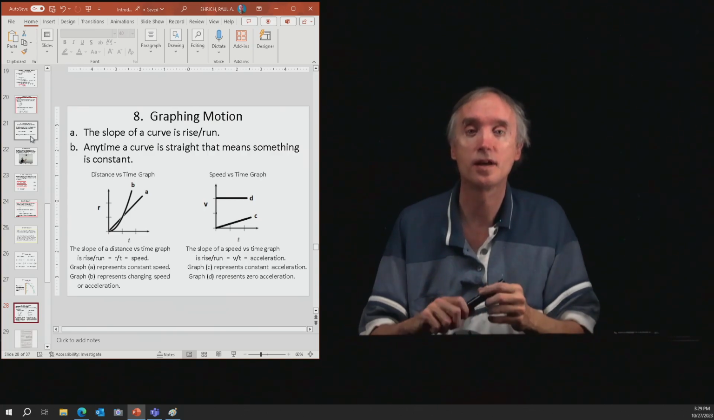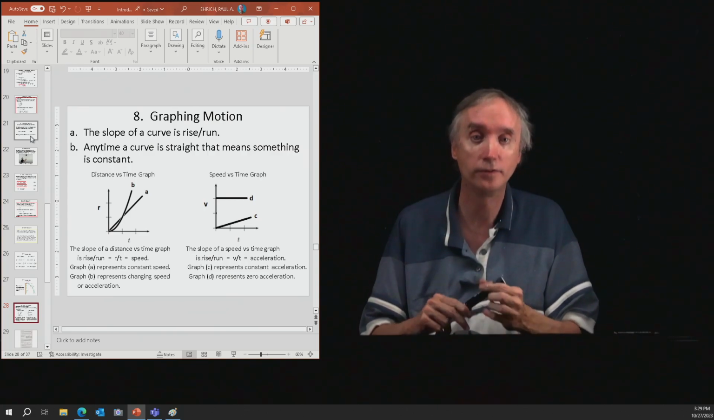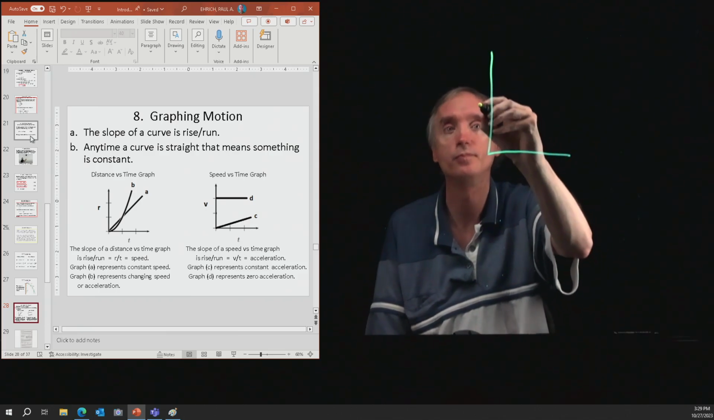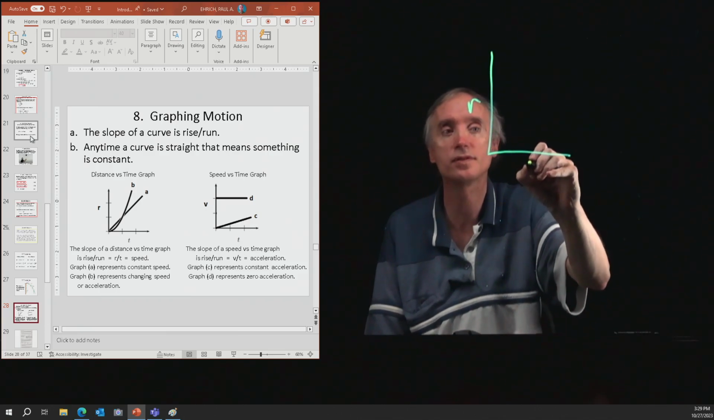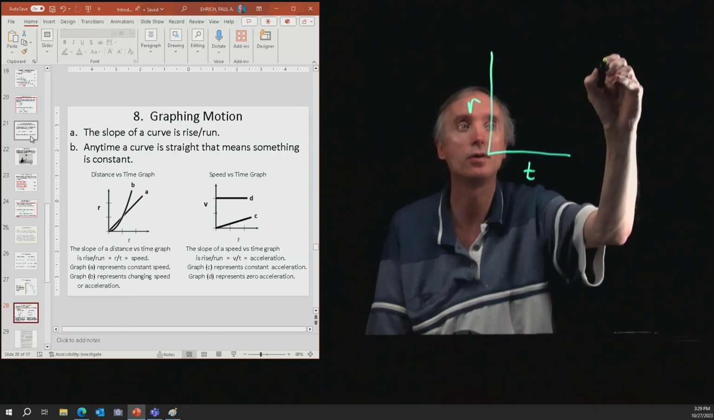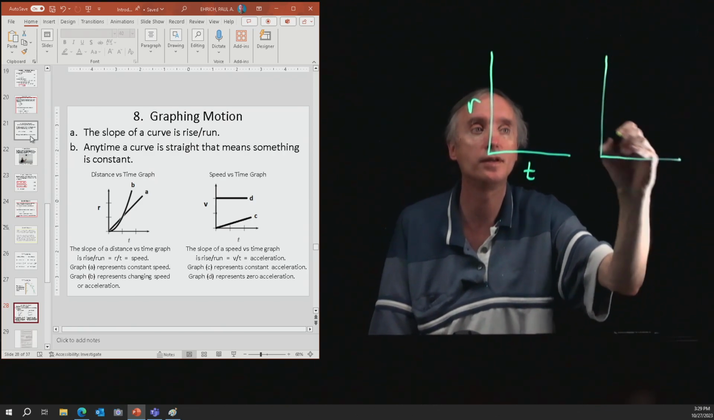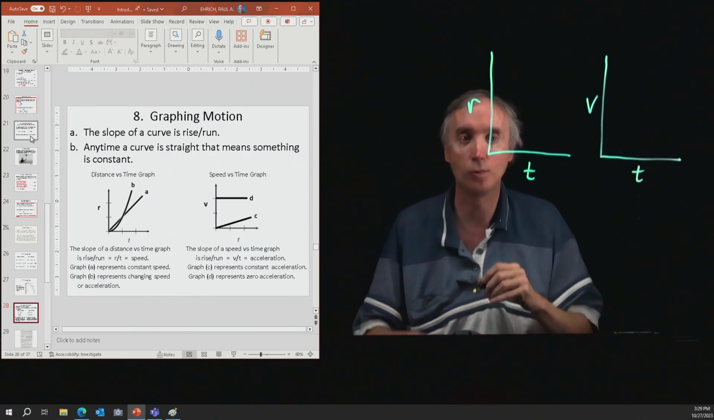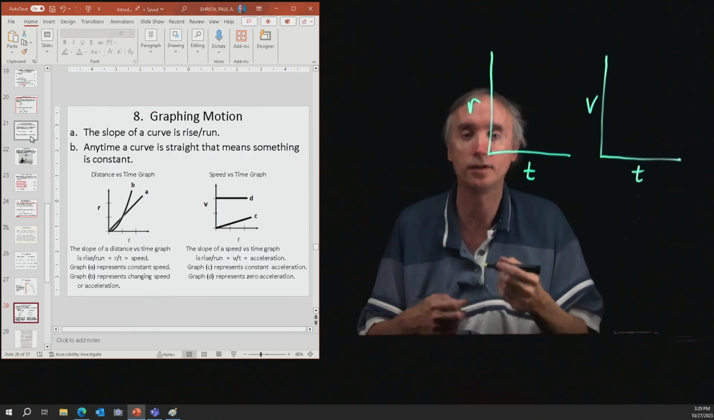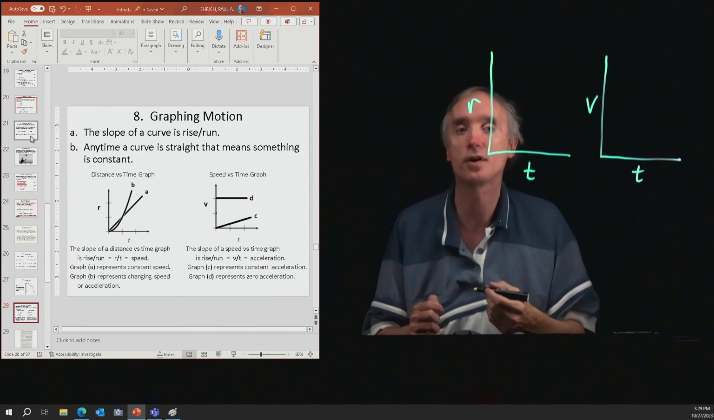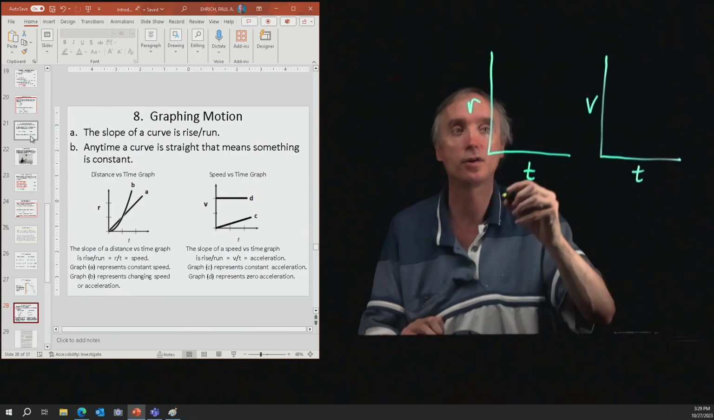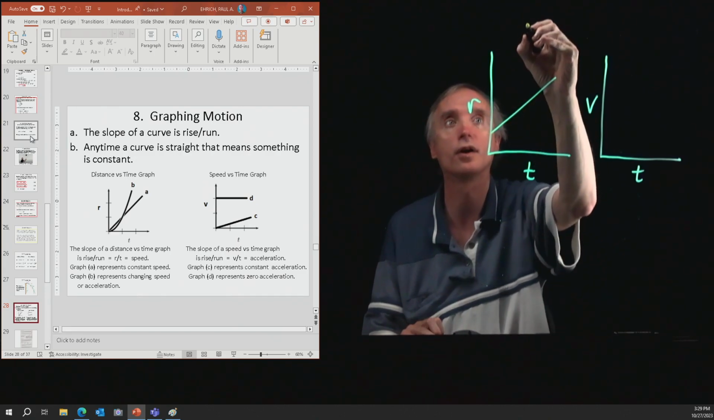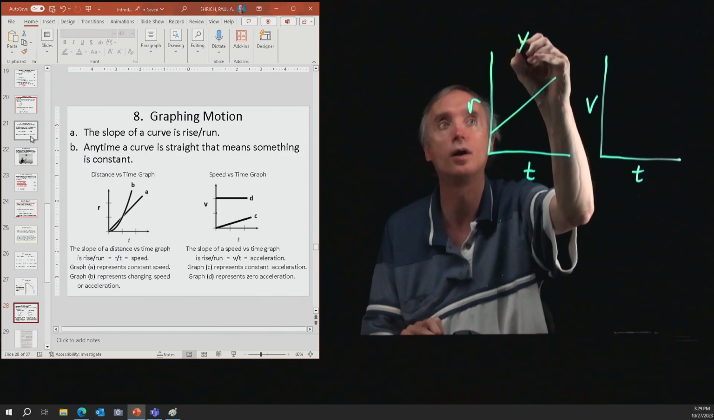Okay, for our final segment, we want to talk about graphing. We're going to be interested in making distance versus time graphs, and then we're also going to be interested in making speed versus time graphs. We want to be able to look at a graph and interpret what it's trying to tell us.